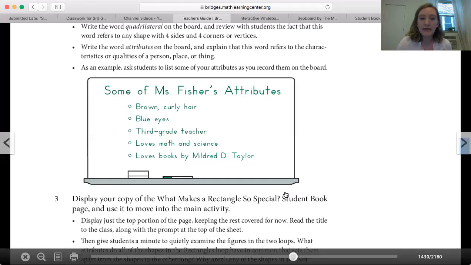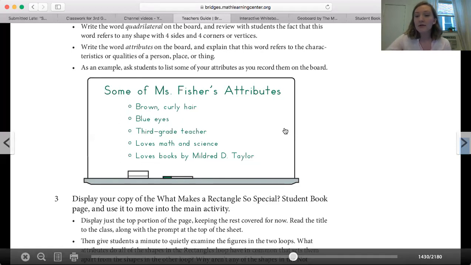Attributes. So attributes are like characteristics. When we talk about characteristics in reading, we talk about the character's traits, right? What they look like, what they like to do. And attributes, this word here, is like characteristics. We use the word attributes when we're doing math. So here are some of Miss Fisher's attributes. That's a different teacher. She has brown curly hair. She has blue eyes. She's a third grade teacher. She loves math and science. And she loves books by Mildred D. Taylor. Those are some attributes of Miss Fisher.